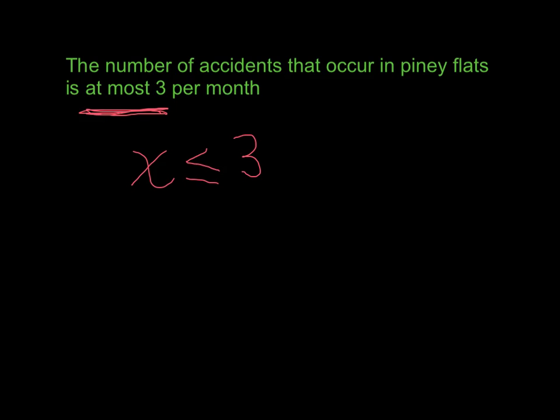Again, you can use any variable other than x. You could use m or a for accidents, or your book uses the mean symbol, I think. But anyway, that's our claim. And now we're going to write the complement to that. So the opposite of being less than or equal to is simply being greater than 3. That's the complement.